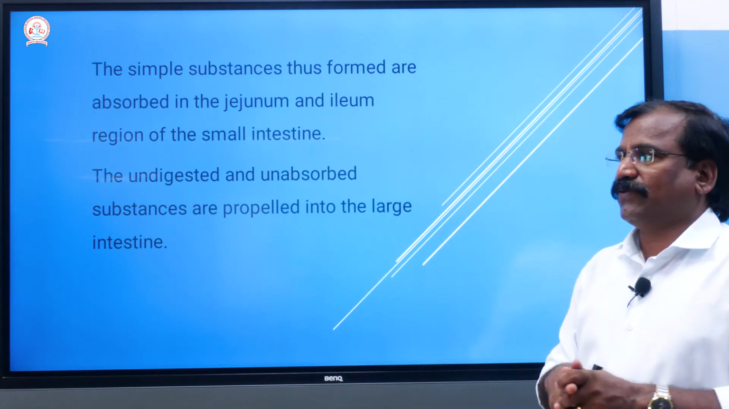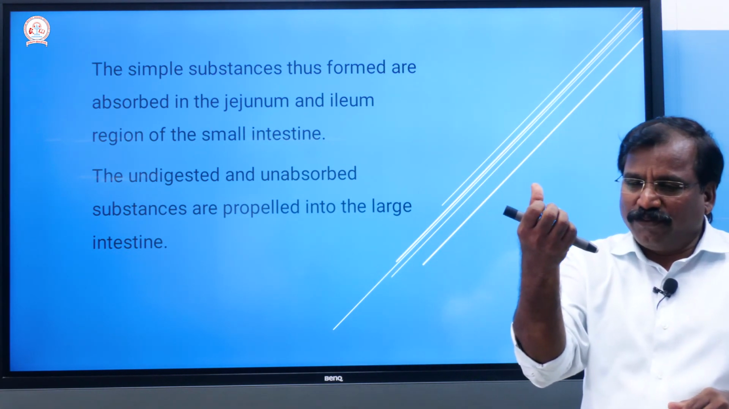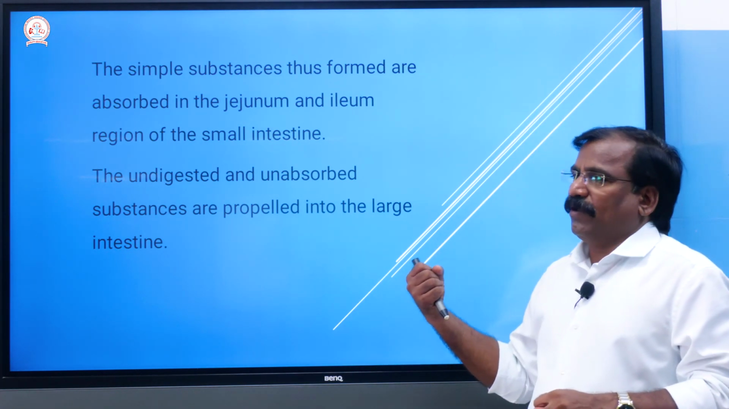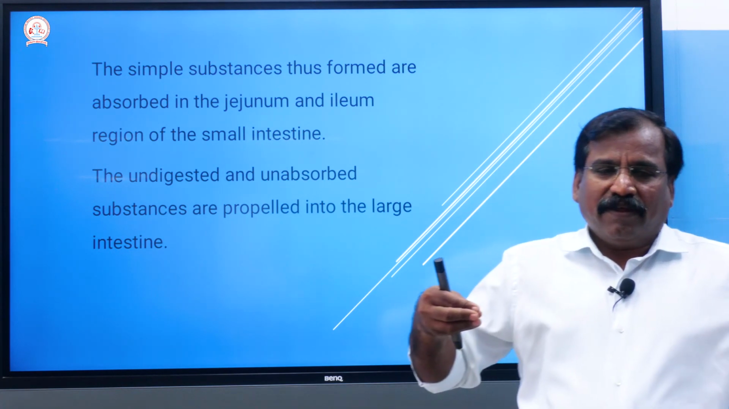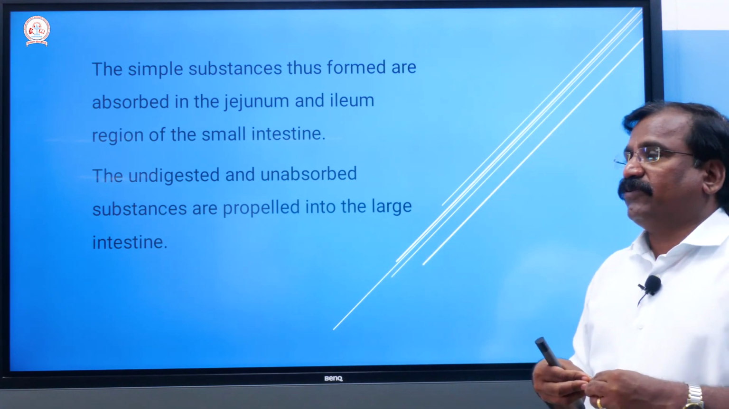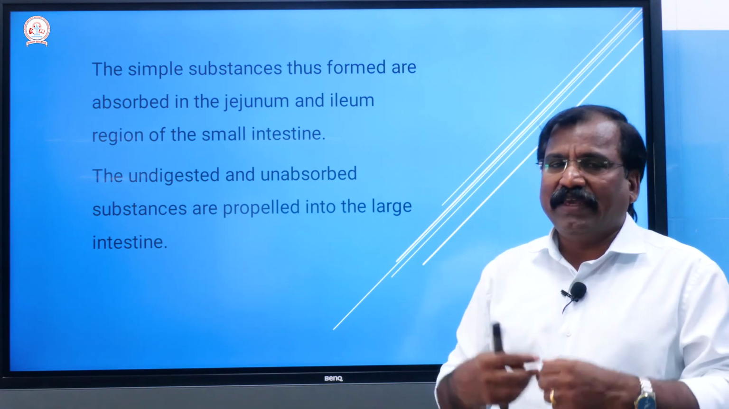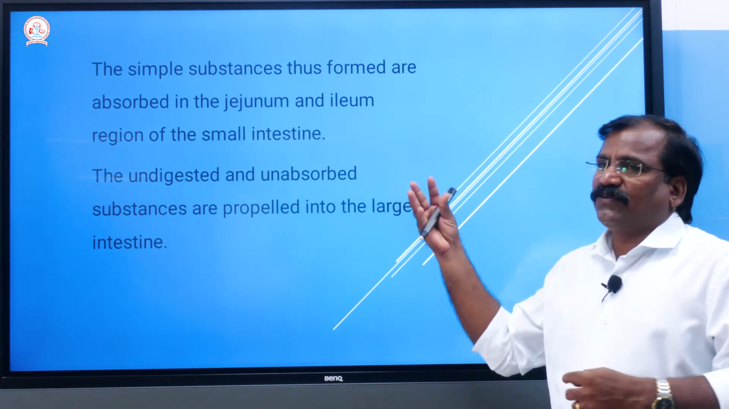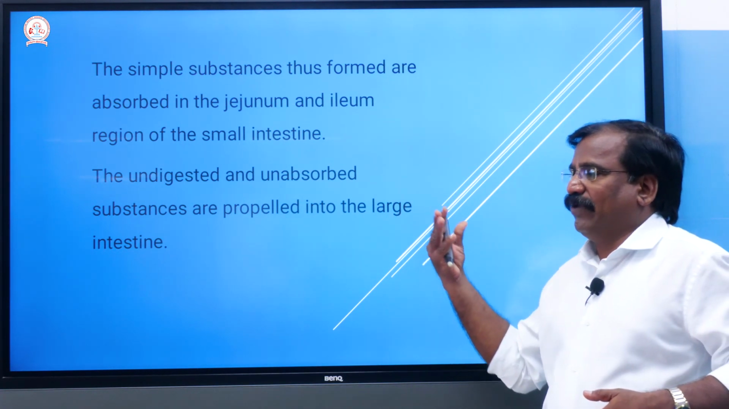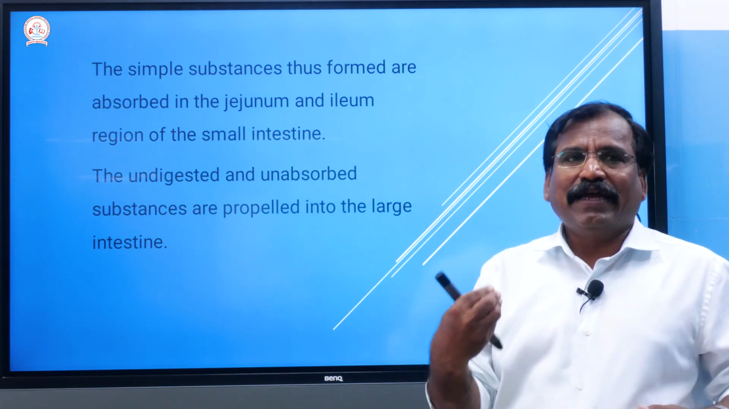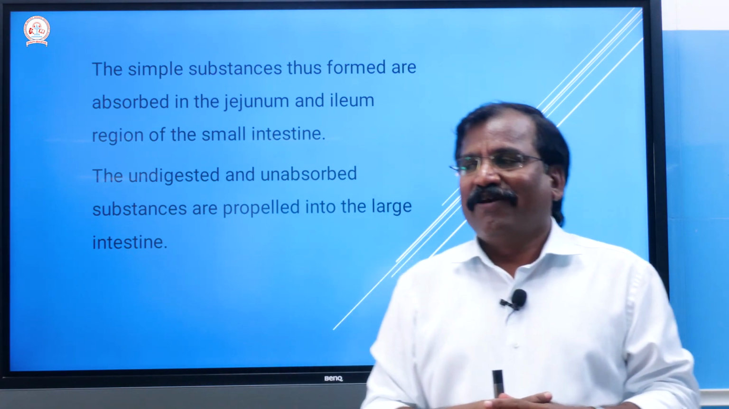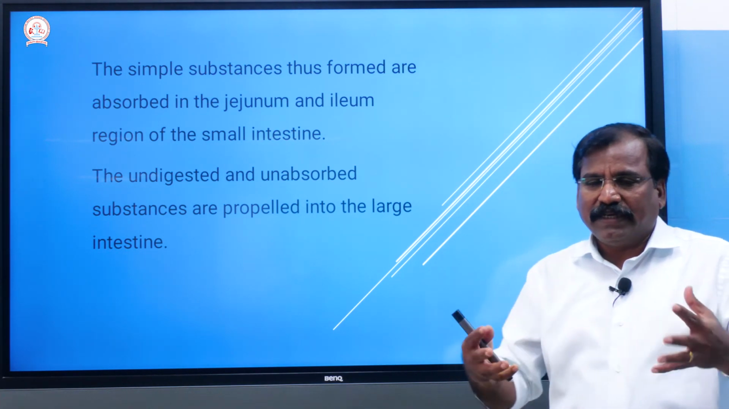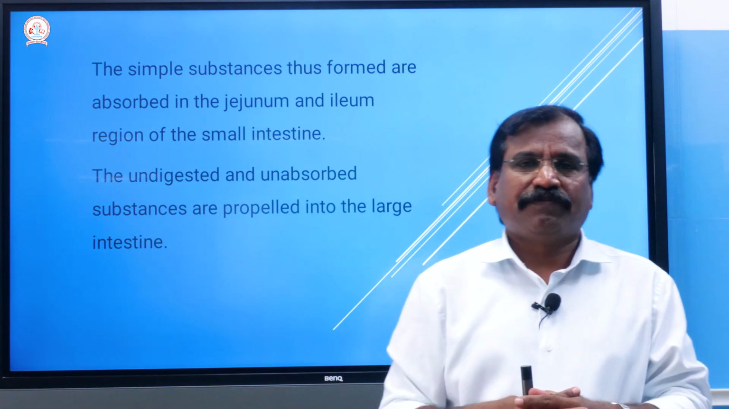The next process is absorption. The digested food is absorbed by the villi. The small intestine also possesses finger-like projections, which are called intestinal villi. So the undigested fecal matter, that is undigested waste materials, remains.